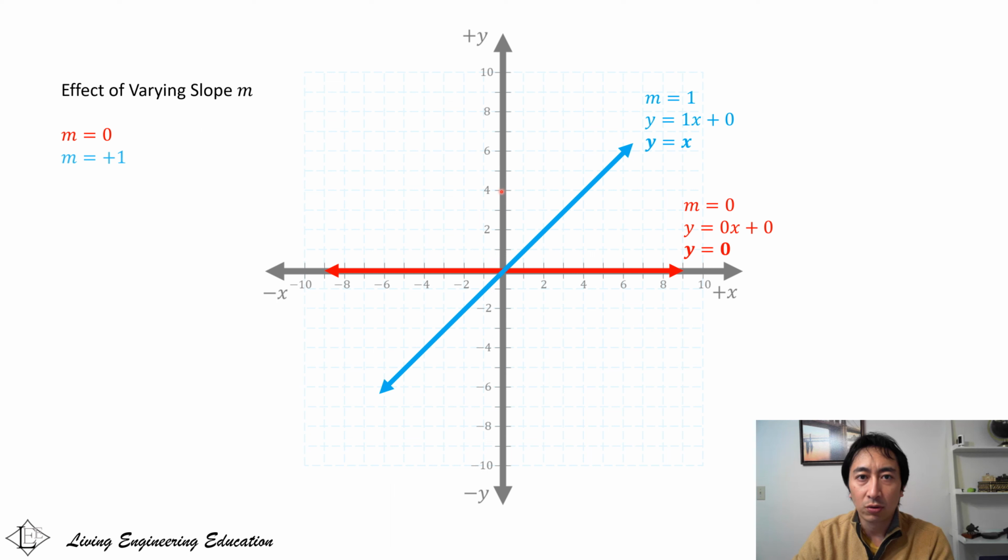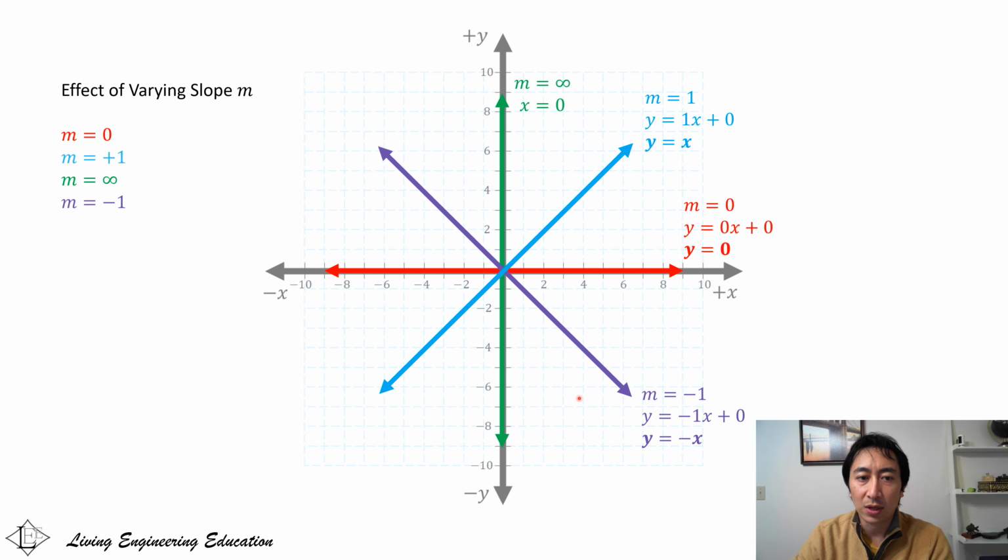What happens when the line is vertical? When the line is vertical, that's a slope of infinity. So we wouldn't use the traditional linear equation to represent this line. We'd use x is equal to 0. And then if the line goes across in this direction, that would be a slope of -1. So this gives us good reference points.